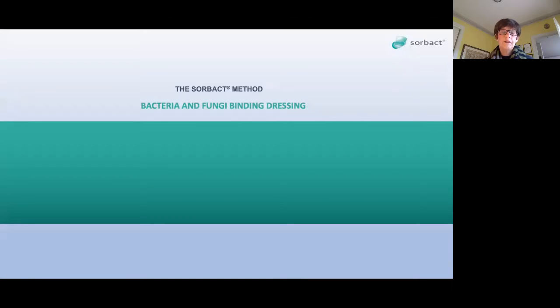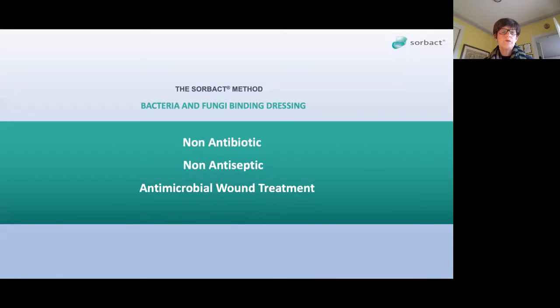It is a binding dressing. So on the packet you'll see it says it's an antimicrobial binding dressing, and it will bind bacteria and fungi to the actual dressing. It's not an antibiotic. It's not an antiseptic. It is an antimicrobial wound treatment, though.